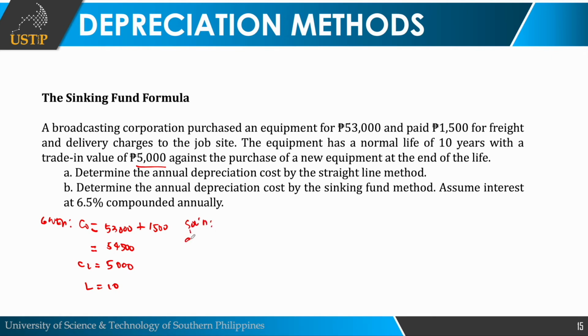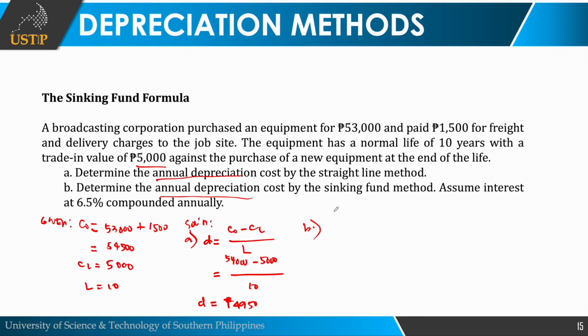Okay, solution. We want to determine the annual depreciation cost by the straight line method. When you say annual depreciation, that is small d. D is equal to the original cost minus your salvage value over N. Remember that this is the straight line method. So, we have 54,500 minus 5,000 over 10. Using the straight line method, the annual cost is 4,950.